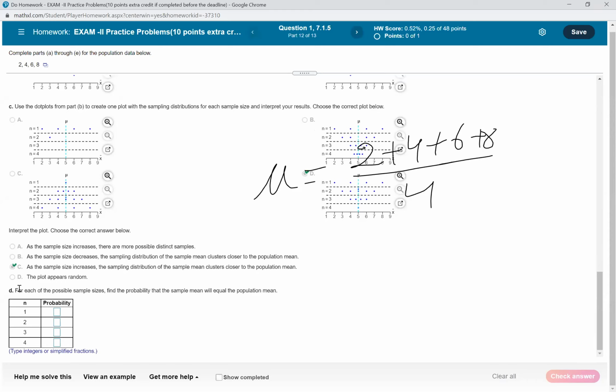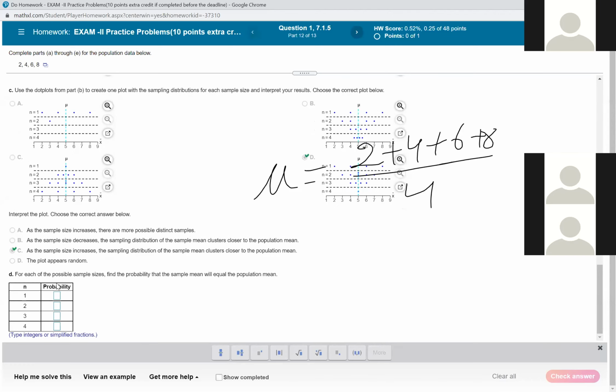Actually, this question has how many parts? Okay. So part D: for each of the possible sample sizes, find the probability that the sample mean will equal the population mean. What is the probability for the first one? We do not have any number which is equal to the population mean, right? The population mean is 5. So for the first one, the probability is 0.